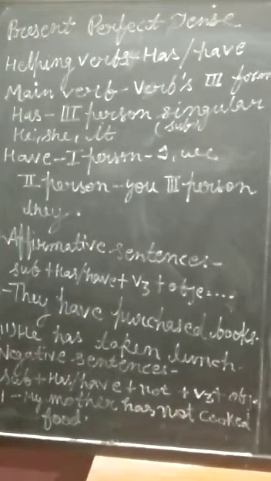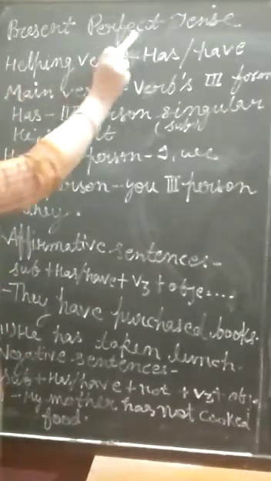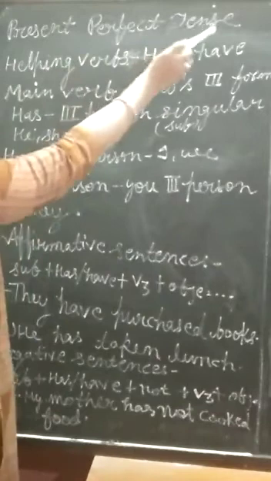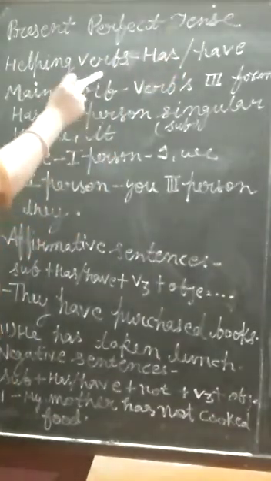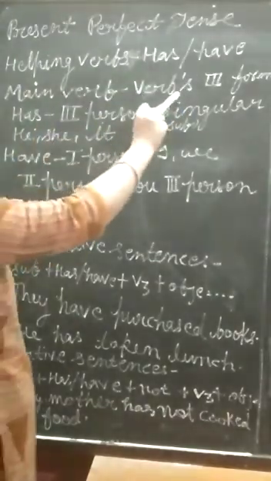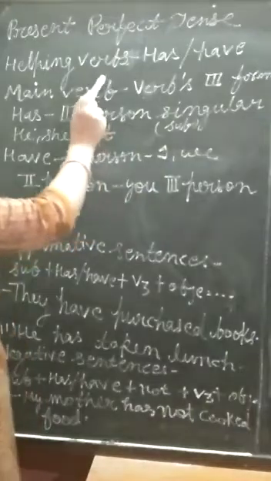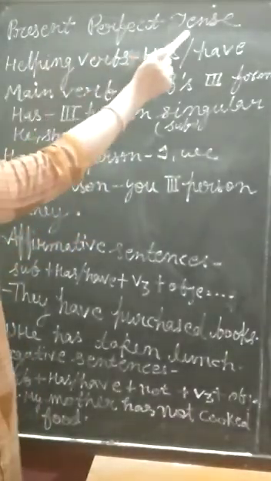Hello students, in our previous video we have completed simple present tense and present continuous tense. Today I am going to start present perfect tense. Helping verbs which are used with present perfect tense are has and have. Main verb, verb's third form. Verb's third form is used as a main verb in present perfect tense.